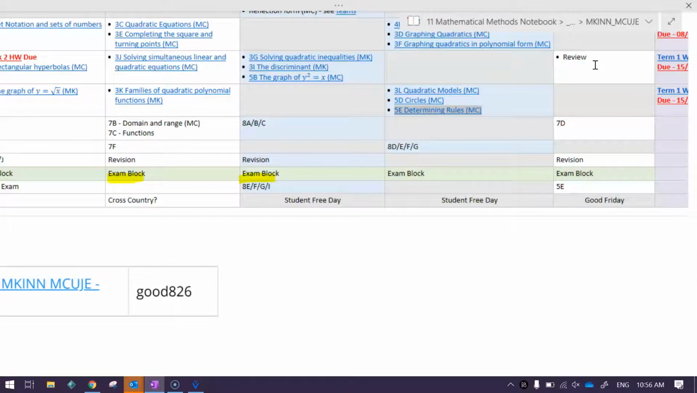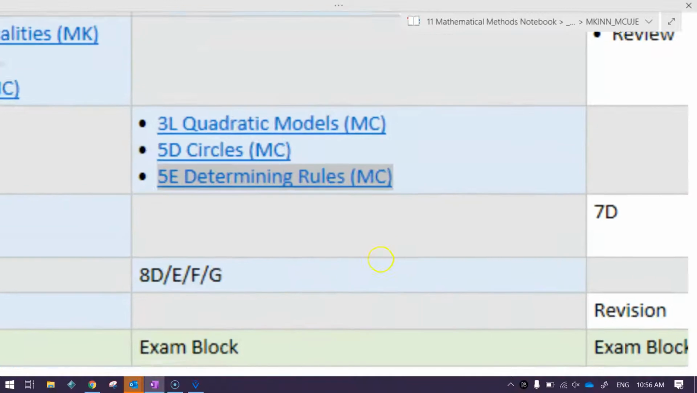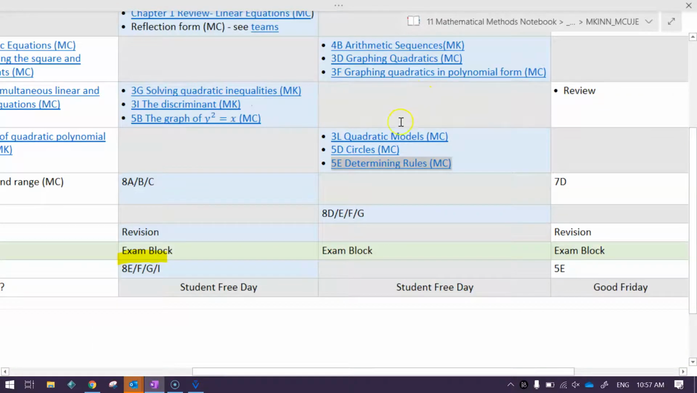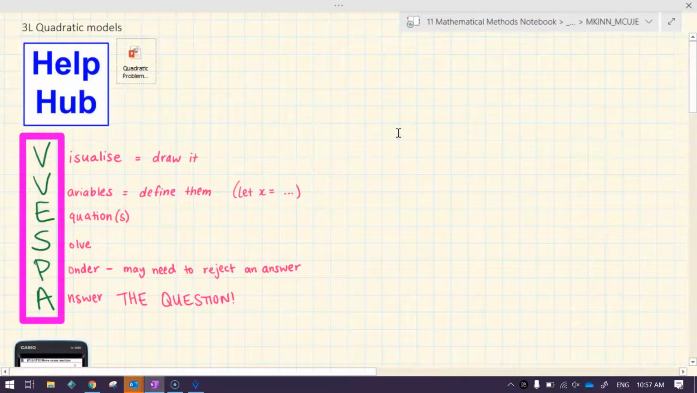Time to start. We have 3 exercises we're going to cover today: quadratic models, circles, and determining rules. So 3L, 5D, 5E. First one, quadratic models. We did this in year 10, so it's not going to be terribly nasty to us. It's going to be fairly kind, but we just want to make sure we're all on the same page.